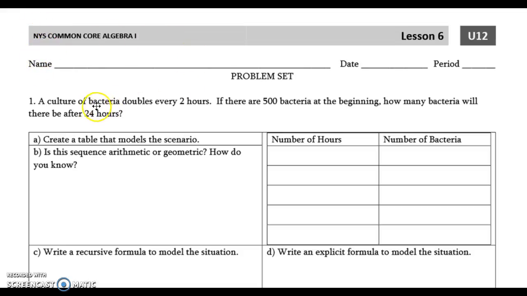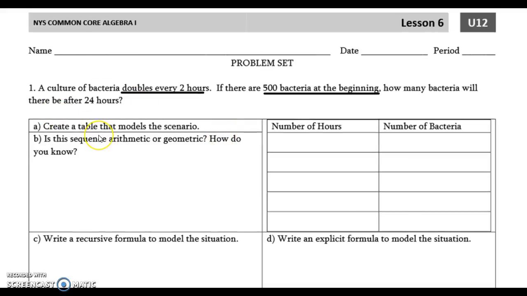Taking a look at the first problem, it says the culture of bacteria doubles every 2 hours, and we know that doubles indicates to us that it's multiplying by 2. If there are 500 bacteria at the beginning, and we know that 500 bacteria is the starting value, how many bacteria will be there after 24 hours?